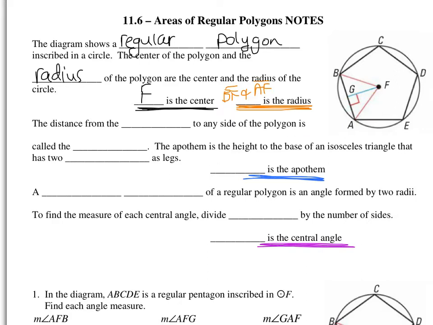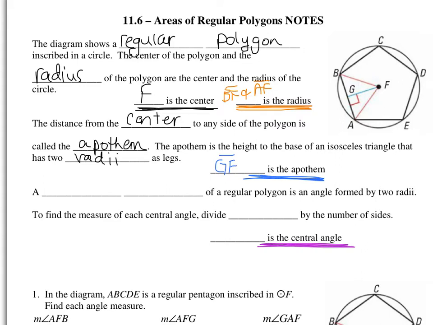Next, the distance from the center to any side of the polygon is called the apothem. The apothem is the height to the base of the isosceles triangle that has two radii, and radii is plural for a radius, as the legs. When we look at our picture, this part in blue is the apothem. If we drew it, we would have 5 equal triangles in our pentagon, and the height of that triangle is the apothem. So the part in blue is our apothem, that would be GF.